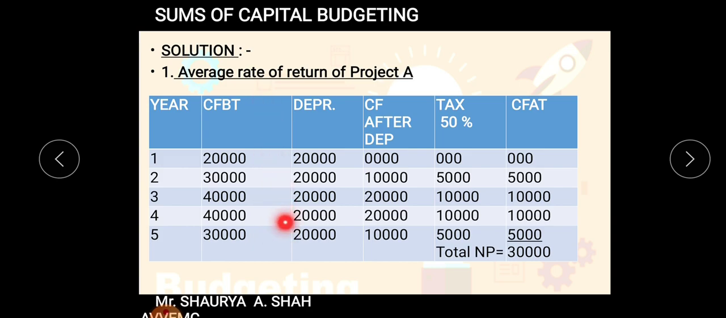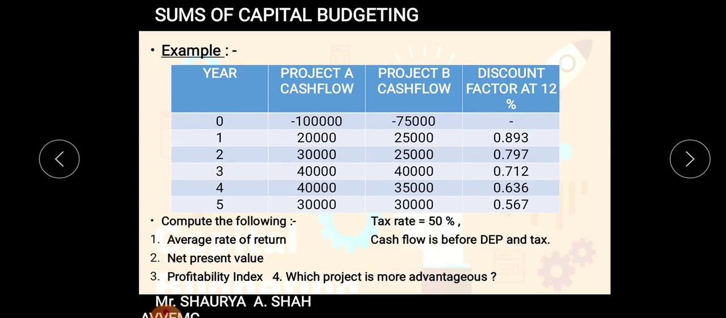So you write down cash flow before tax in the second column. What will be the amount of depreciation, students? How can you calculate it? Depreciation is not given, so consider it as your SLM method. If anything is specified, then you have to take it, but if nothing is specified, consider SLM.